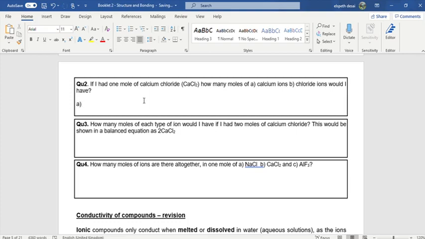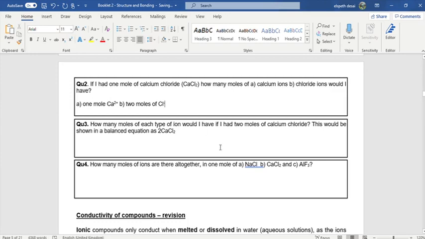If I have a mole of calcium chloride, I would have 1 mole of calcium ions, and because each unit contains 2 chloride ions, that means if I have 1 mole, I will have 2 moles of chloride ions. Okay, I hope that makes sense.